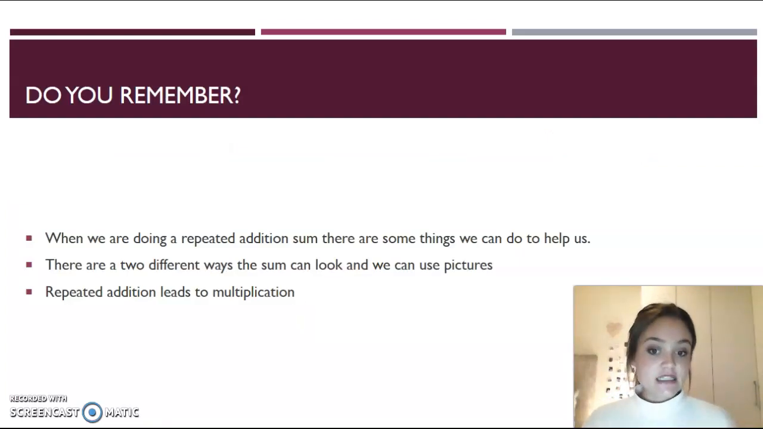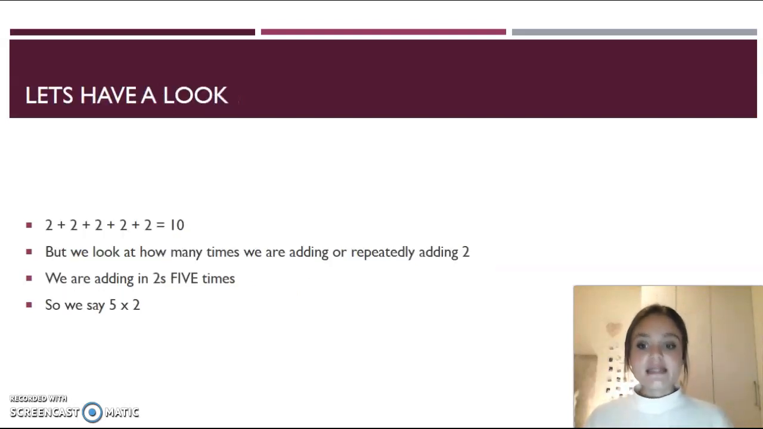When we are doing repeated addition, there are some things we can do to help us. We can break it down. There's 2 different ways the sum can look, either using multiplication or lots of pluses. We can even use pictures. And we've also seen that repeated addition leads to multiplication. So let's have a look.